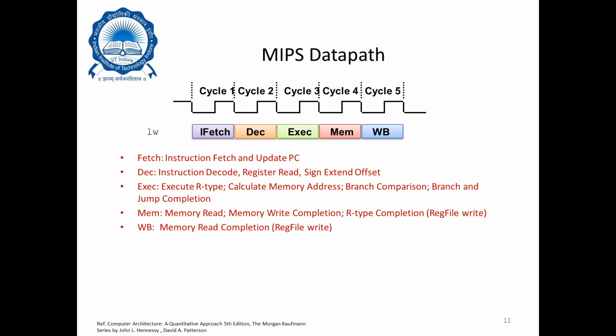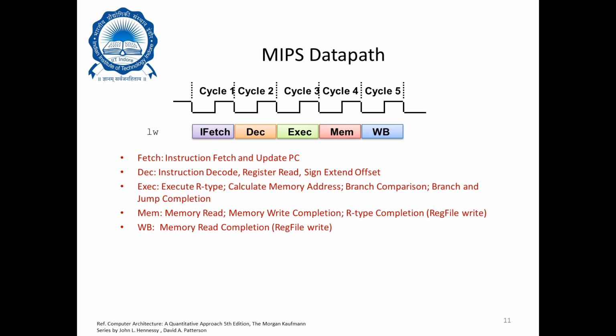The mem stage is responsible for memory read, memory write completion, and R-type completion, and finally the WB, which is the write back, is responsible for memory read completion, because we want to load from memory by reading it and then write it back into the register, which is the reg file write. Okay, so this is a summary, and usually we will consider that each of these stages takes roughly 1 cycle. So in 5 cycles every instruction gets completed.